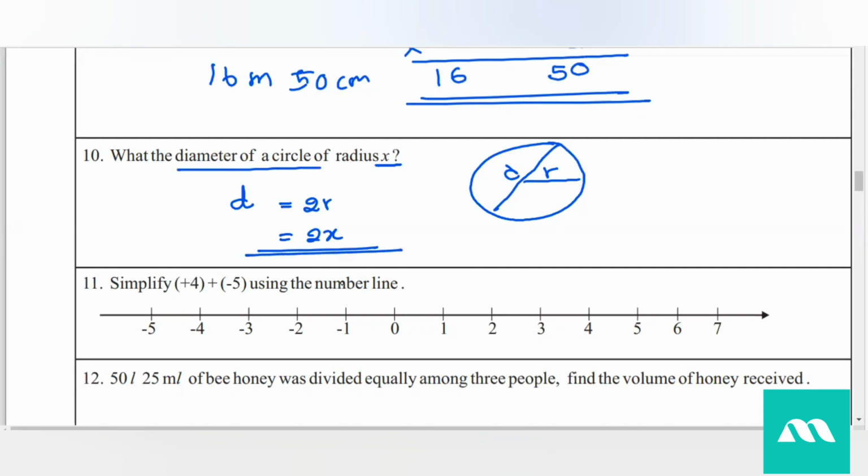Have you got the answer? No. Teacher, I will write only x. What is the diameter of the circle of radius x?